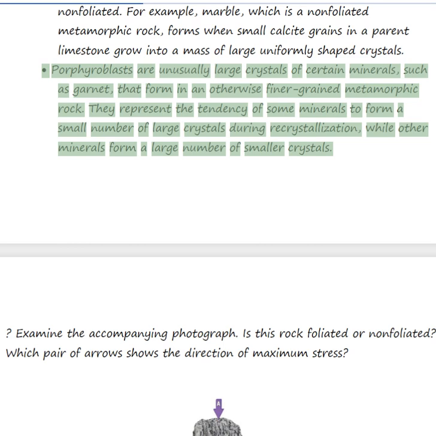Porphyroblasts are unusually large crystals of certain minerals, such as garnet, that form in an otherwise finer-grained metamorphic rock. They represent the tendency of some minerals to form a small number of large crystals during recrystallization, while other minerals form a large number of smaller crystals.